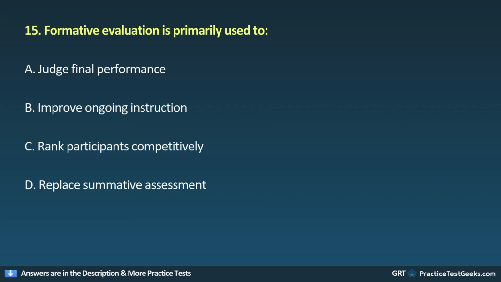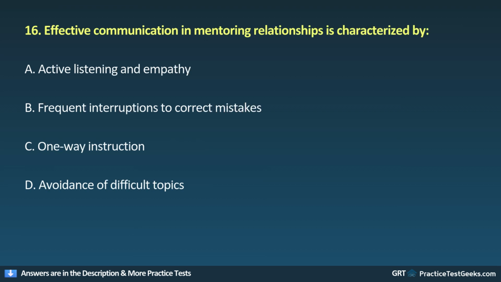C. Rank participants competitively. D. Replace summative assessment. 16. Effective communication in mentoring relationships is characterized by A. Active listening and empathy. B. Frequent interruptions to correct mistakes. C. One-way instruction. D. Avoidance of difficult topics.